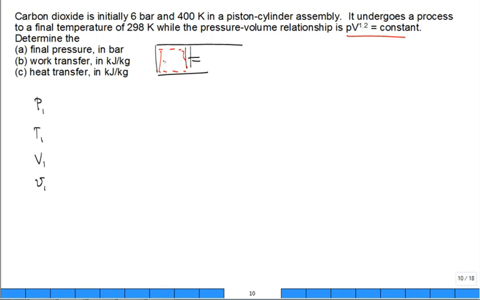It's a closed system, constant mass. Okay. So let's put in our value for P1, 6 bar, temperature 400 Kelvin. We don't know the initial volume nor the initial specific volume. Let's take a look at P2. What's our final pressure? Well, that's what we want to find. Isn't that the answer we need to get for part A? And then T2, oh, that's 298 Kelvin. And then we don't know V2 and we don't know V2, either one of those.